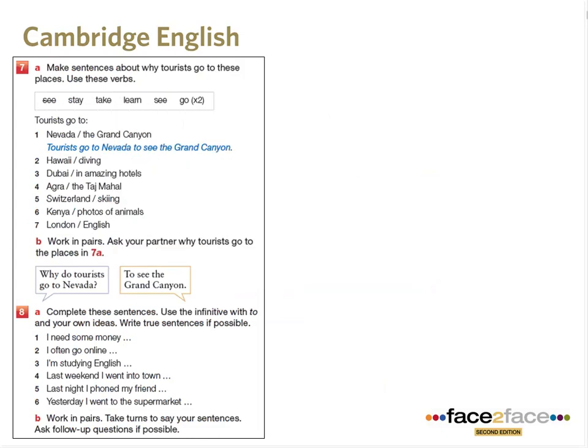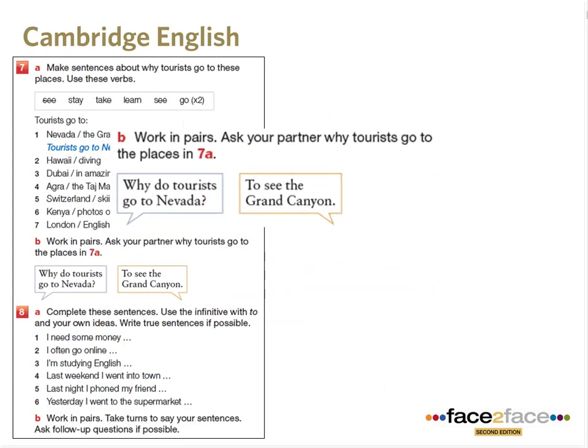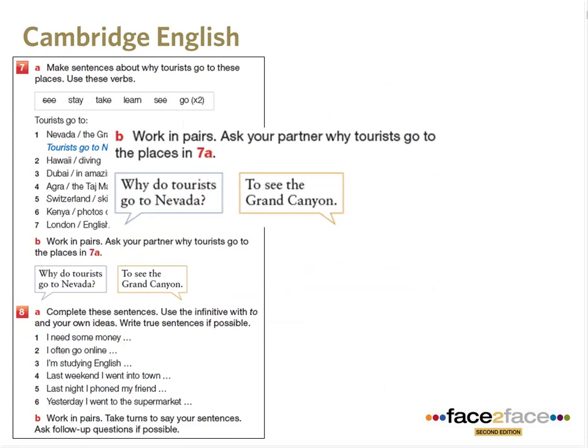But then we ask them to work in pairs and ask each other why they go to the places. So why do tourists go to Nevada? To see the Grand Canyon. Because we often found that the answers to why questions, students don't naturally answer with to see or to do. So it gives them practice of that.